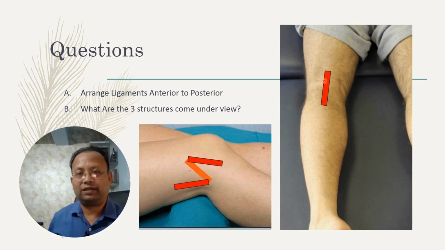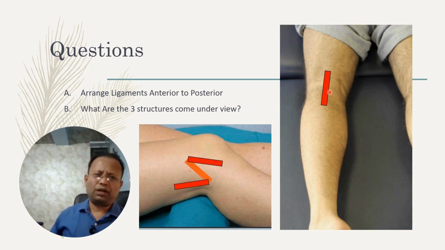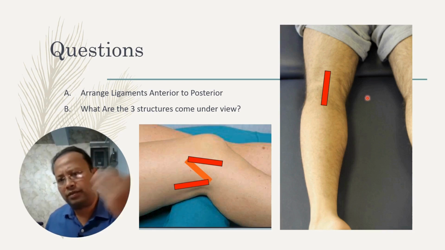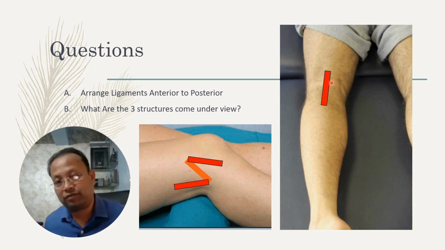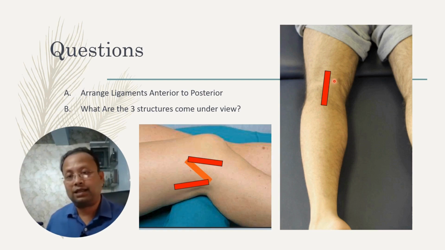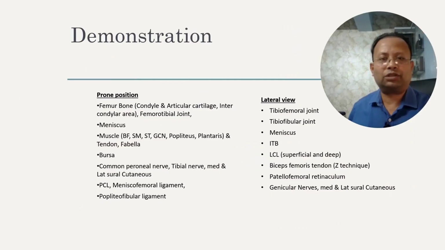We will see the meniscofemoral ligament. First, here will be the posterior meniscofemoral ligament. Then we will see the PCL. Then below that there will be the anterior meniscofemoral ligament, and then the anterior cruciate ligament, ACL. Of course we will not see all the structures, but at least we will see the posterior meniscofemoral ligament, and then below that, the PCL.